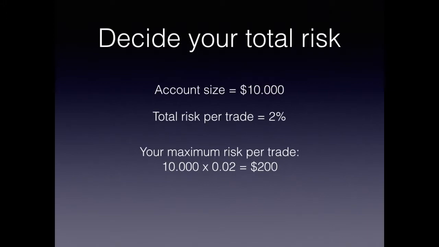The first step of position sizing is to decide your total risk per trade. What does it mean? Let's say that you have $10,000 in your account and you decided to risk no more than 2% per trade. That means your maximum loss per trade will be $200.